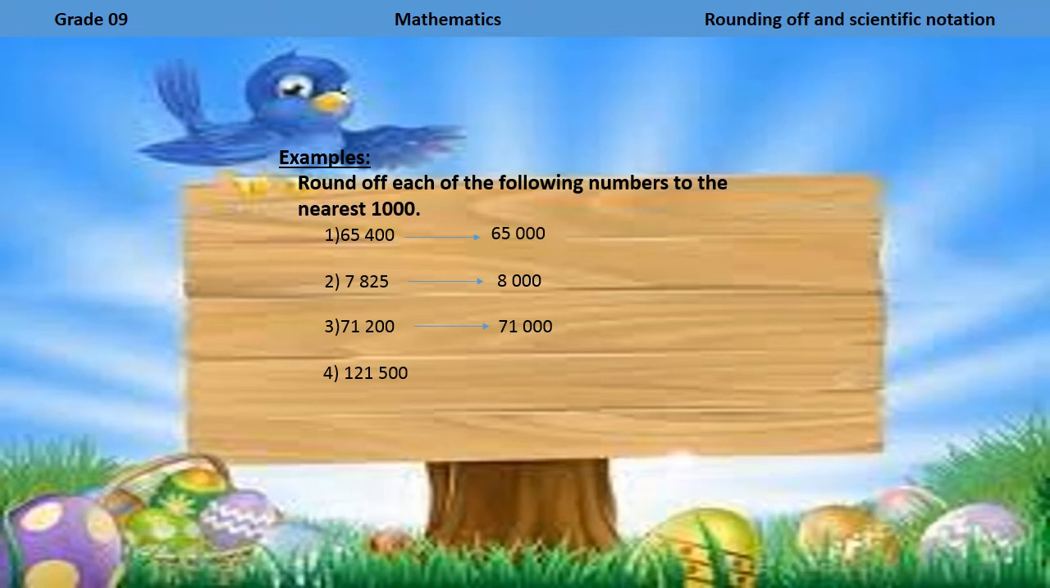121,500. Digit in the hundreds place is 5. Then we take the next thousand. 122,000. 888,004. Here 0 is the digit in the hundreds place. Then we take the previous thousand as the answer. 888,000.